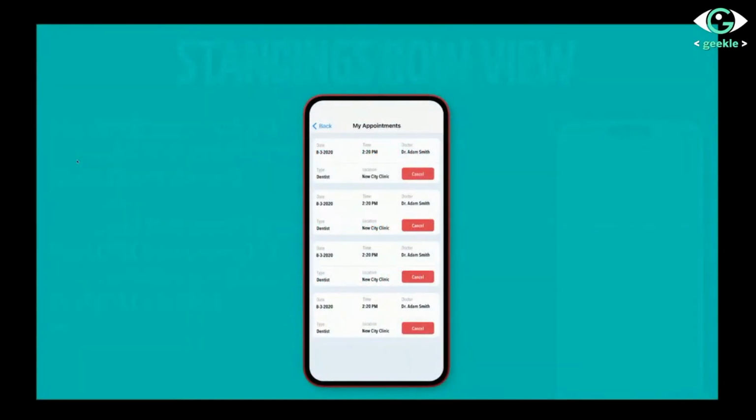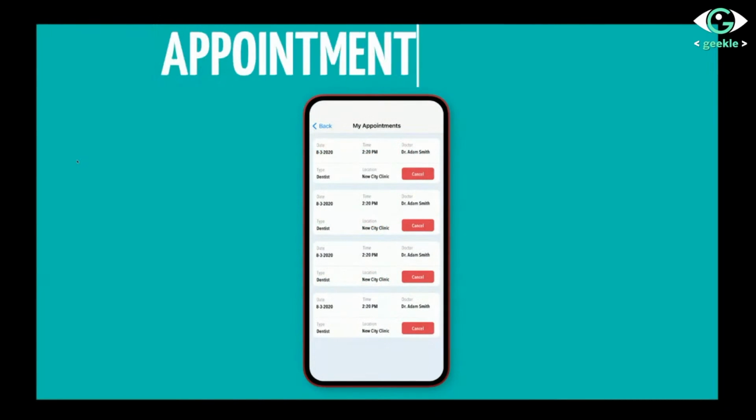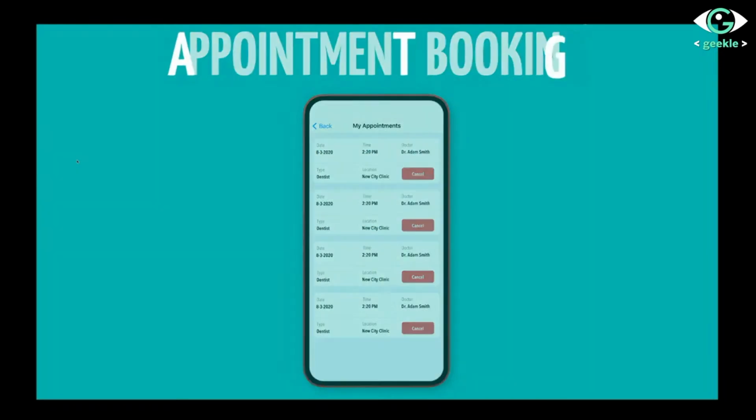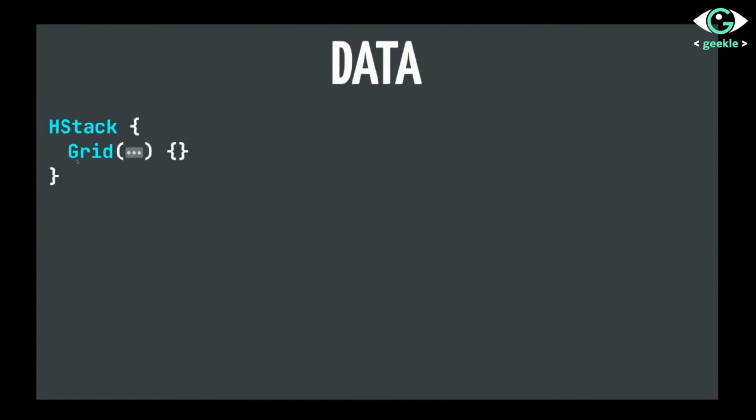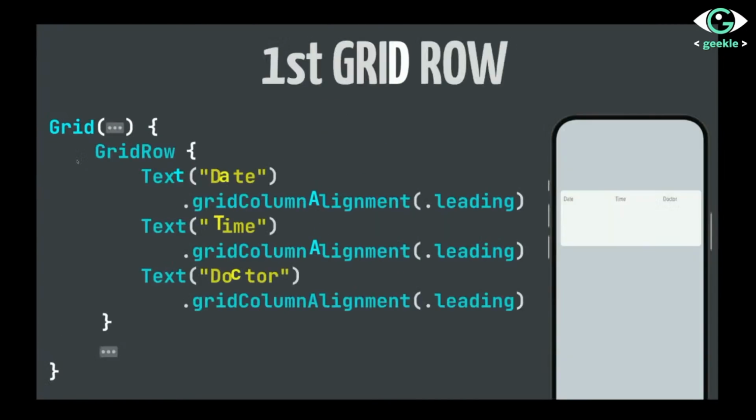Let's look at the second design, the appointment booking, and let's see how that's different. So we added an H stack, and we set our spacing horizontally to 50. So we can minimize that. And let's look at the first row of the grid. Here we have date, time, and doctor. So by applying .leading to each one of these, we've set the alignment for everything going forward in here.